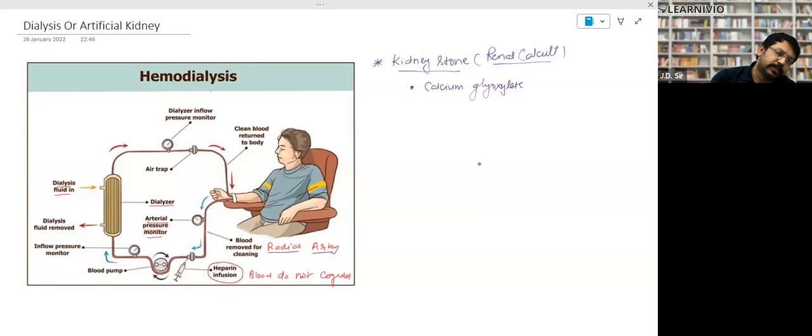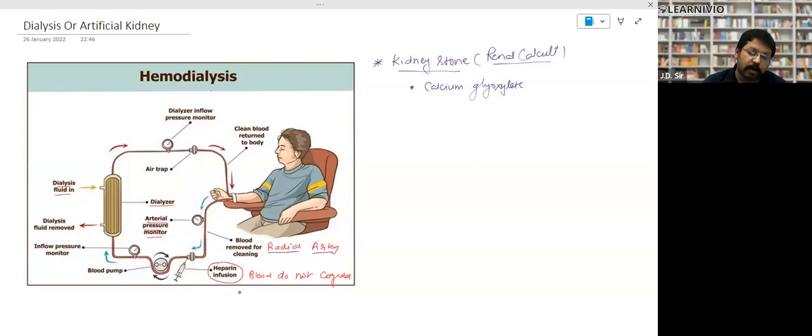In hemodialysis, we put in a syringe and with the help of that syringe and pipe, the blood is taken out from the radial artery, right? The radial artery is found here near the radius part. So blood is taken out from the radial artery. Then there is a pressure gauge which measures the pressure of blood. Blood is removed for cleaning and then heparin is infused. What is the function of heparin? Anticoagulant. Very good. It is an anticoagulant or anti-clotting agent.